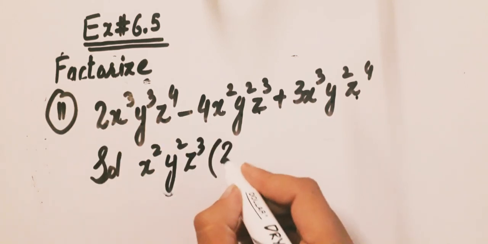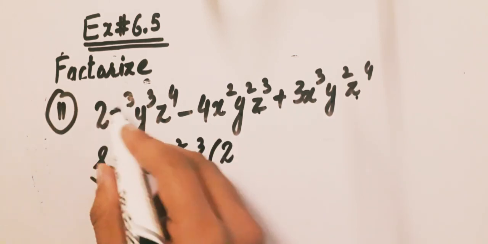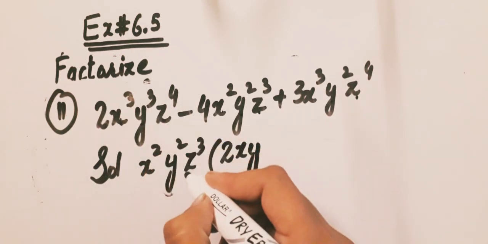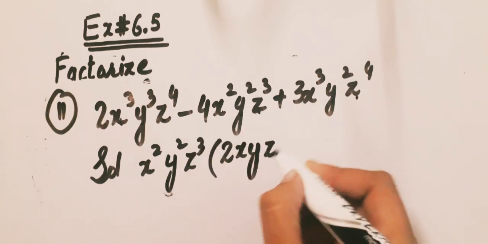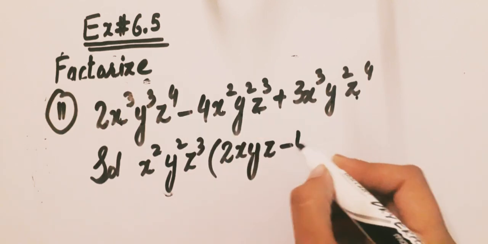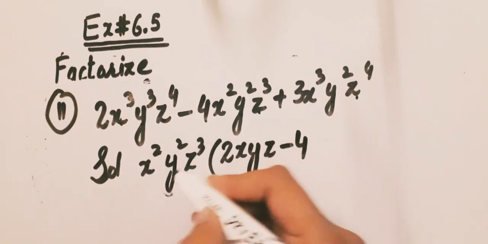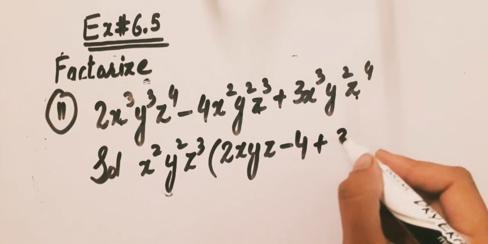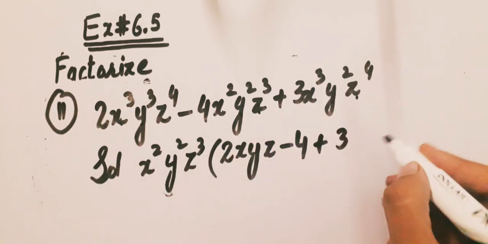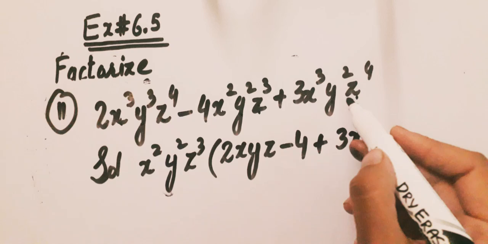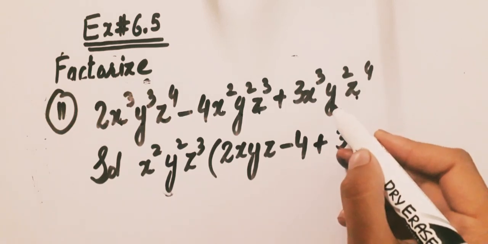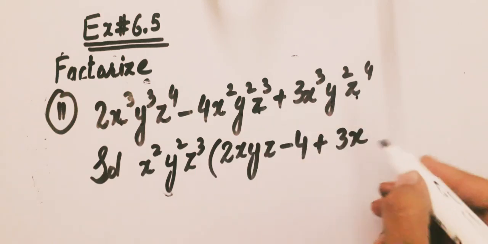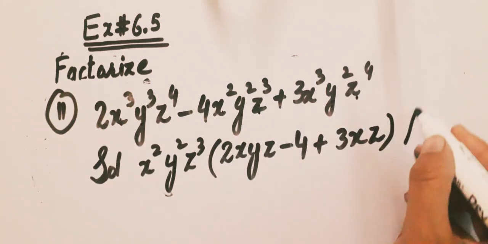Remaining is 2, x cube, x square is taken as common so x, y cube, so y, z4, z cube is taken as common, so z, minus 4, x2 is taken as common, y square is taken as common and z cube is also taken as common, plus 3 x cube, so x square is taken as common, remaining is x, y square has taken common and z4, so z. This is the answer.